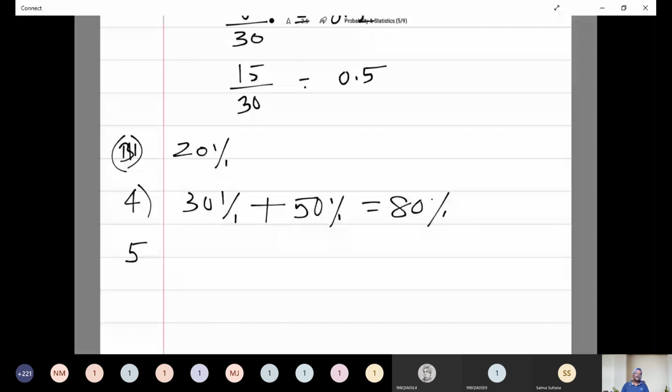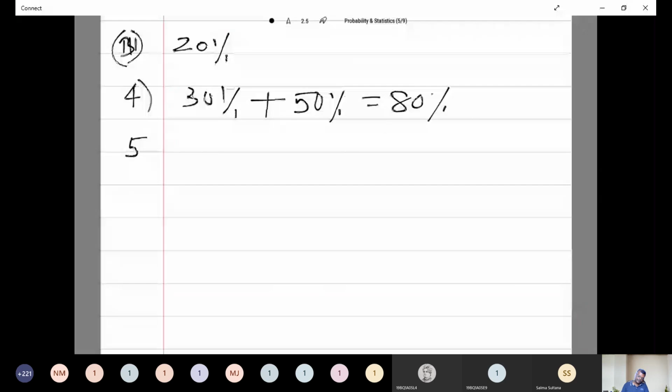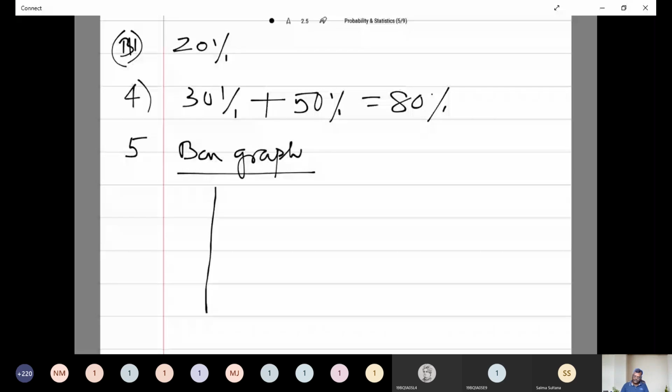To draw a bar chart. Now see the bar chart, bar graph. What is the principle of the bar graph? We have to take the categories on the x-axis and frequencies on the y-axis. This is categories. This is frequencies.